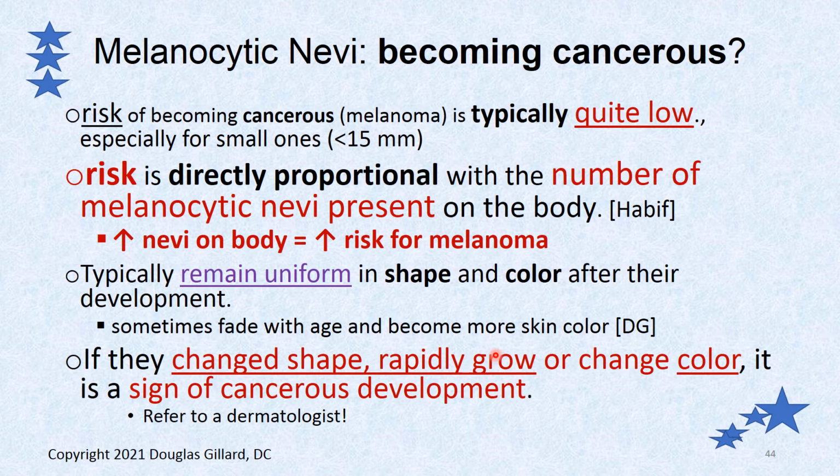What about when run-of-the-mill acquired nevi become cancerous? It's really quite low, but there is an increase for ones under 15 millimeters. The risk does increase if you have a lot of these on your body. In fact, there's a direct relationship between the number of nevi you have on your body and the risk for melanoma. So if you have 5,000 of them, you have a high risk for melanoma. If you have 5 of them, you have a very low risk.